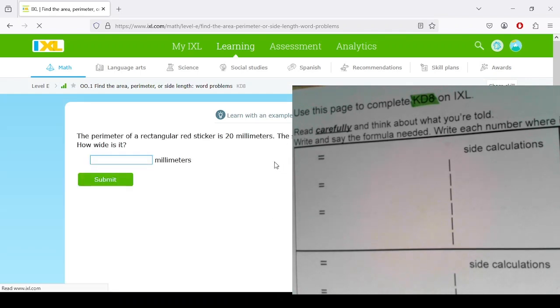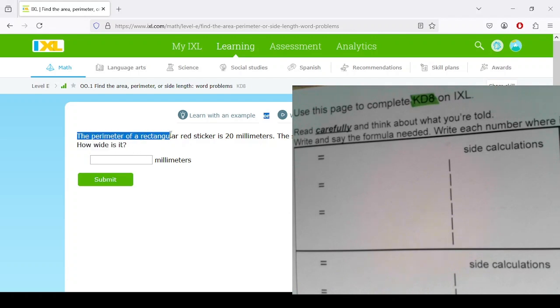I need to read the actual question. I'm going to find my question mark, and I'm going to read the question. How wide is it? So this question is asking me for the width of a shape, of a thing. It's not asking me for the perimeter. It is not asking me for the area. The question is, how wide is it?